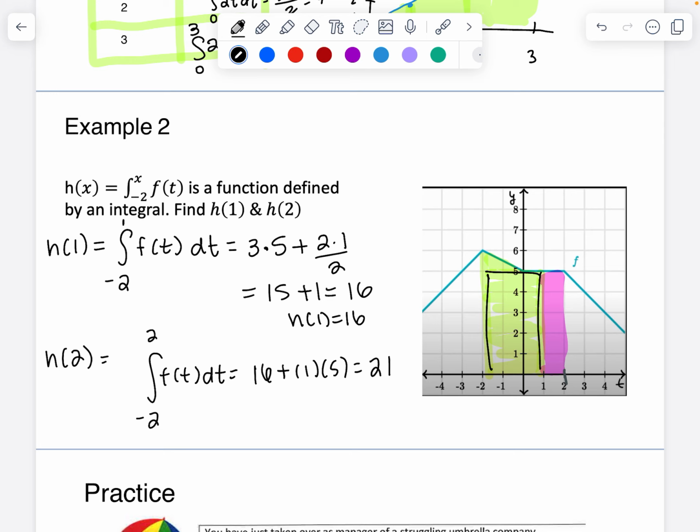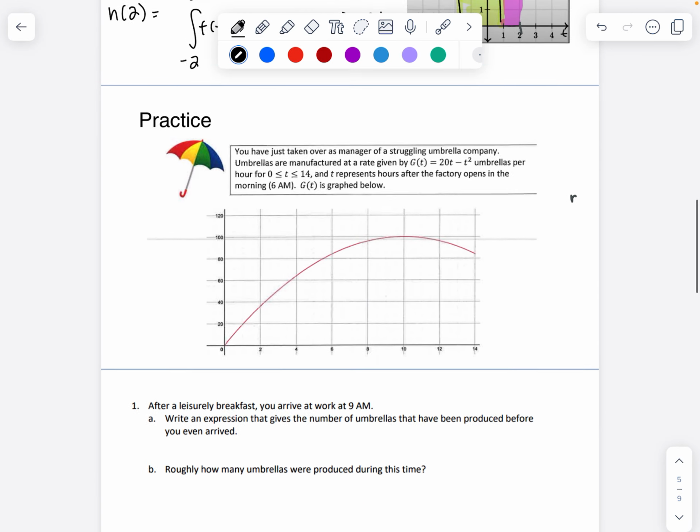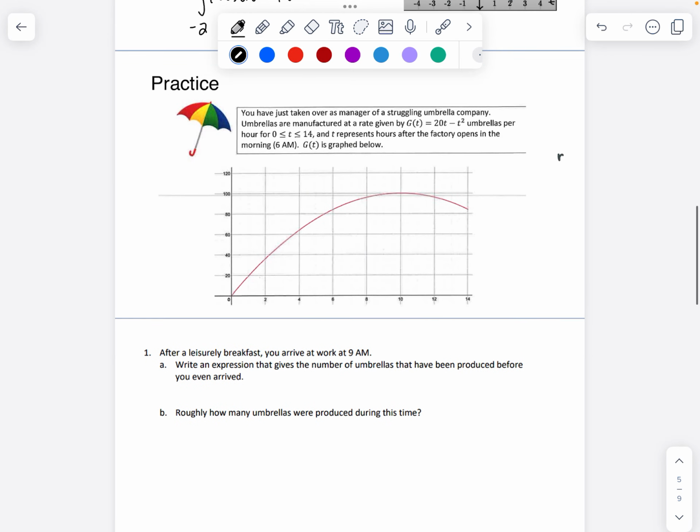So those are how you do these problems, but now we're going to do a couple problems in context. So we're going to have some words involved. I'm going to read through this first, and I'm going to zoom out here because we're going to need more than one at a time. It says, you have taken over as a manager of a struggling umbrella company. Umbrellas are manufactured at a rate given by G of t equals 20t minus t squared umbrellas per hour for 0 less than or equal to t less than or equal to 14. And t represents hours after the factory opens in the morning at 6 a.m. G of t is graphed below.